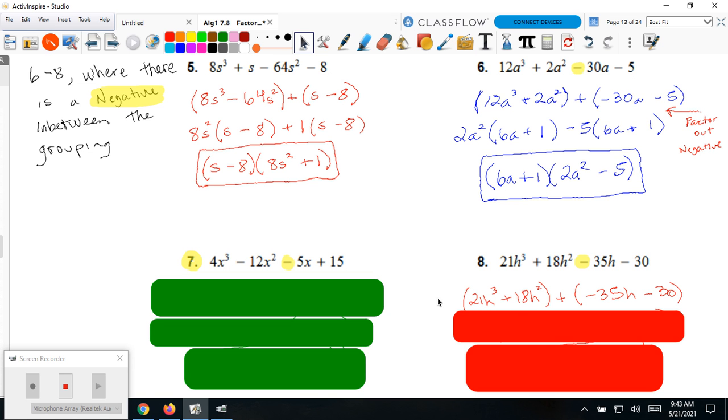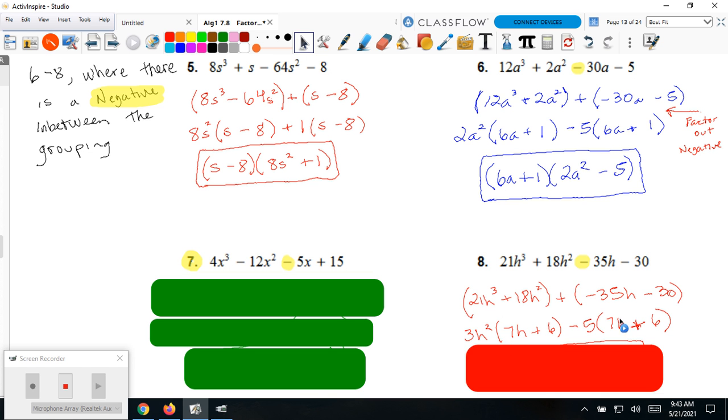So 3h squared. From this one, a 5 can come out of both of these, 30 and 35, as well as a negative. So another negative 5 is going to come out of here. So it's a 3h squared from our first group. When I divide each of these, this is going to be taking 2 h's away, so there's 1 h left. 21 divided by 3 is 7, so 7h. And 18 divided by 3 is just the 6. So we get 7h plus 6.